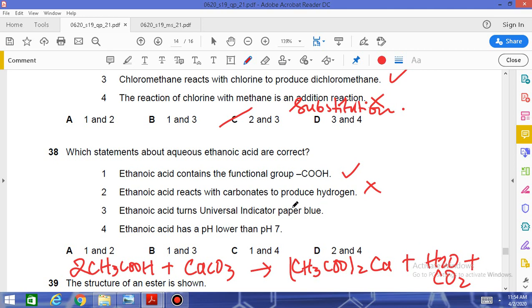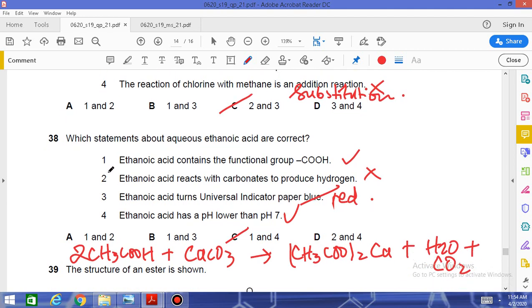Ethanoic acid is an acid, so it turns universal indicator paper red, not blue. Ethanoic acid has a pH lower than 7. Yes, because it's acidic. So the answer is C, 1 and 4. About statement 2, ethanoic acid reacts with carbonates to produce hydrogen gas. No, it's wrong. Carbon dioxide gas is produced, not hydrogen gas.